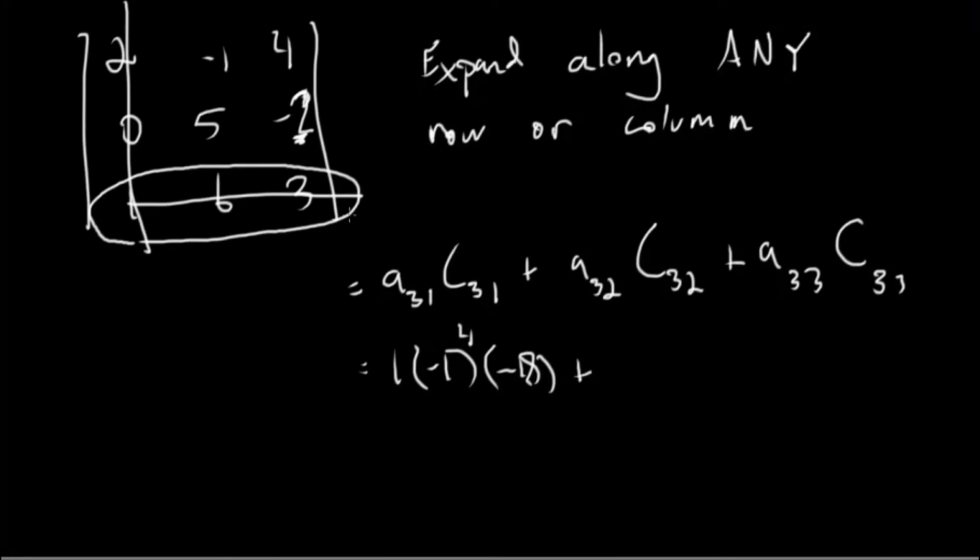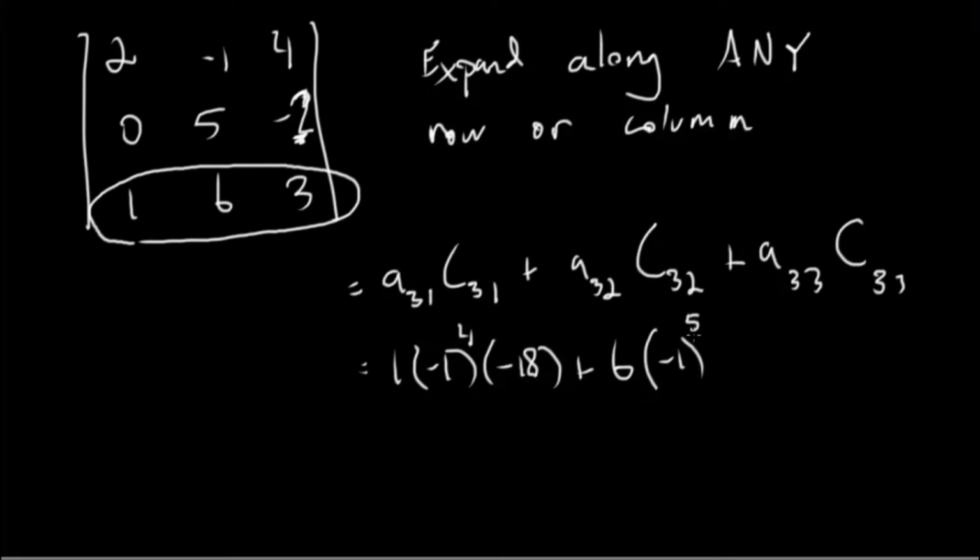All right, A32. Let me go ahead and back up real quick. Get rid of those crisscrosses. All right, A32, that's going to be this element right here. That is 6, and its sign is going to be -1 to the 5, and then the determinant left over, if I get rid of this column and this row, that's a -4 minus a 0, which is -4.